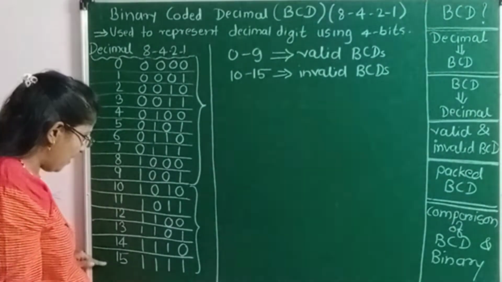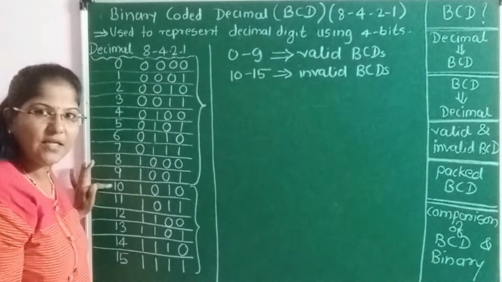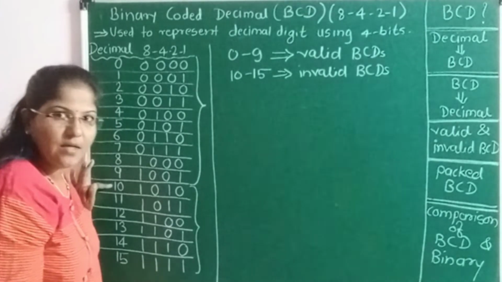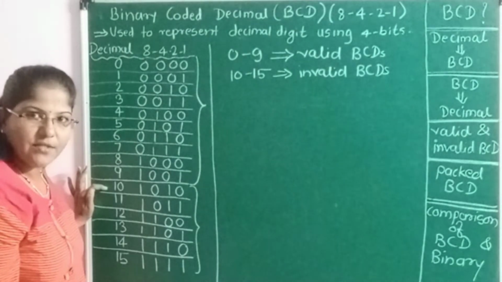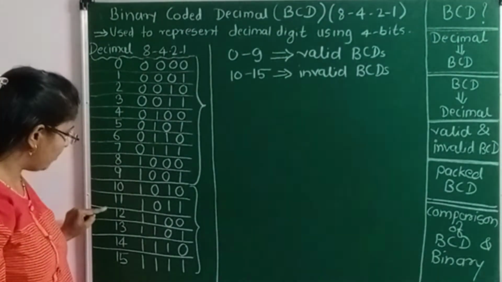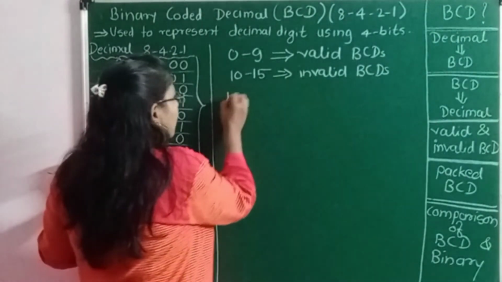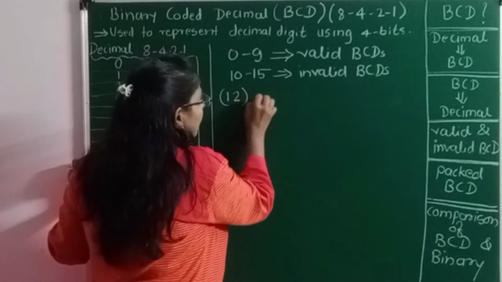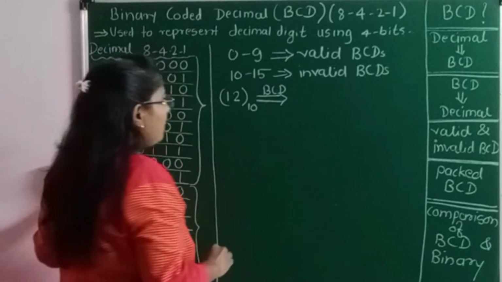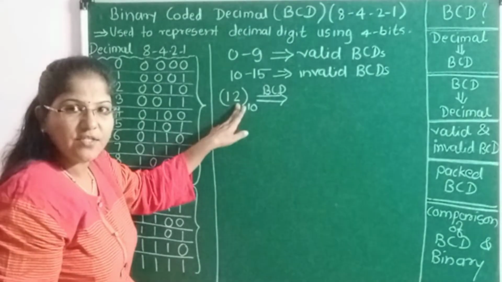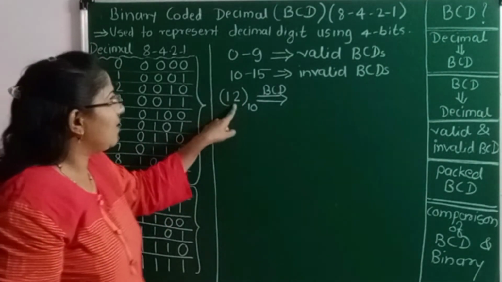After that, why are 10 to 15 the invalid BCDs? Because these are decimal numbers where, if we want to convert them to valid BCD, we have to represent each digit by using 4 bits. But here you can see we have not represented each digit using 4 bits. So now how to represent, suppose, 12 using the BCD. Suppose here I have written the decimal number 12. Now I want to write its equivalent BCD. So how to write? 1 and 2. How many digits are there? 2 digits are there. So represent each digit using 4 bits.